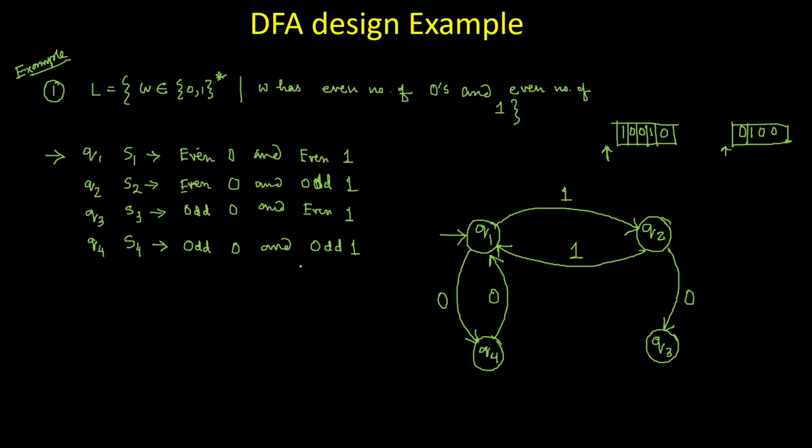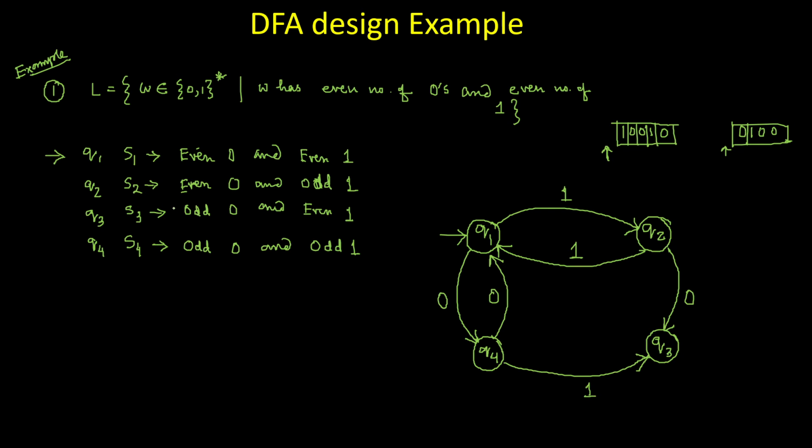But because of 1, it will become odd 0 and even 1, right? Because if you are in Q4 and you get a 1, this odd 1 will convert to even 1. But your state of mind about 0 will remain the same. So you will be in odd 0, even 1. That means in Q3. So if you are in 1, you will be somewhere over here. So both sides of Q4 are also complete.